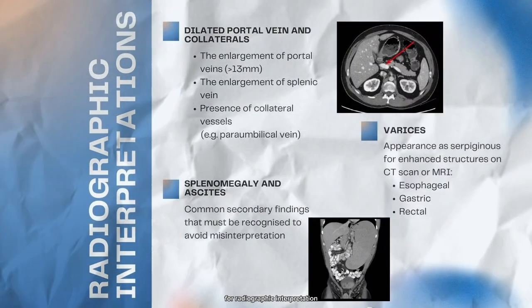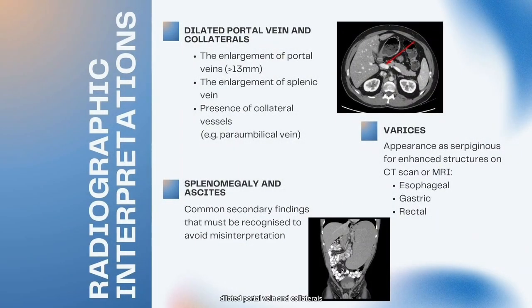For radiographic interpretation, look for a dilated portal vein and collaterals. Enlargement of the portal vein, greater than 13 mm, enlargement of the splenic vein, and the presence of collateral vessels such as the paraumbilical vein are important indicators of dilation. For varices, esophageal, gastric, and rectal varices may appear as serpiginous enhancing structures on CT scan or MRI. Splenomegaly and ascites are common secondary findings that must be recognized to avoid misinterpretation.